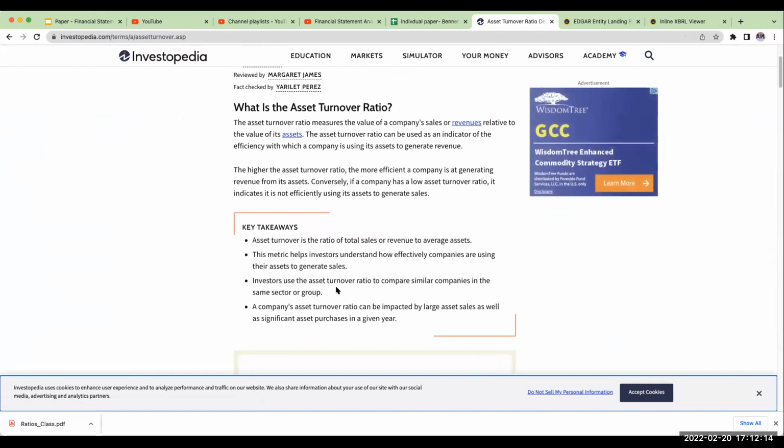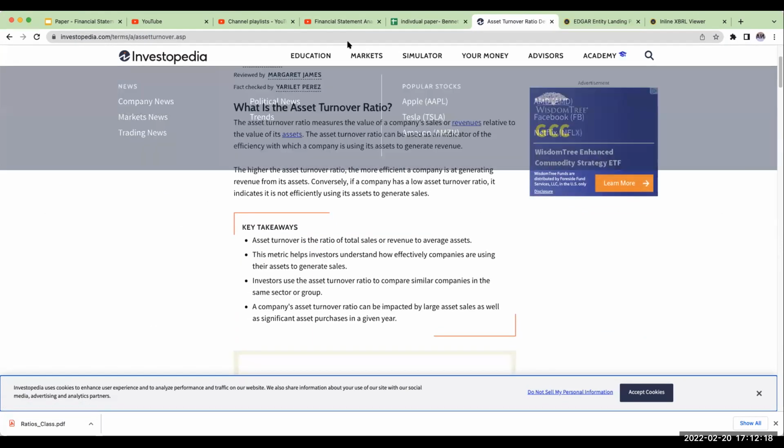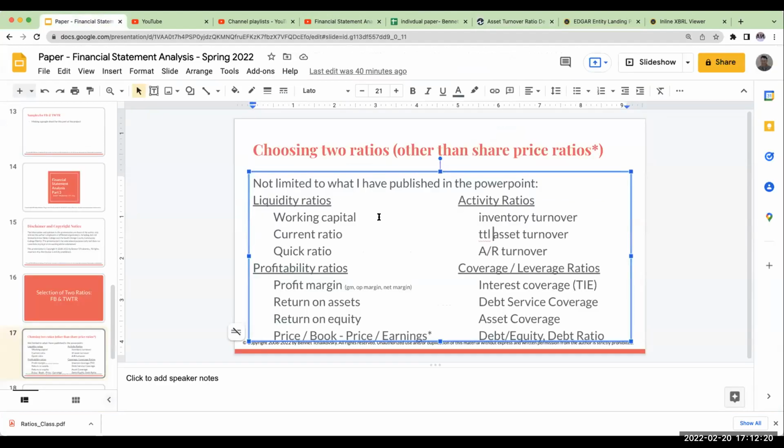And again, for Meta Platforms, they don't have debt. Both companies are in pretty decent financial positions, so I'm really not going to be looking at liquidity or coverage. I'm really just choosing this because I don't want to choose something that's going to be similar to one of these that I've just done. So let's go ahead and use total asset turnover.